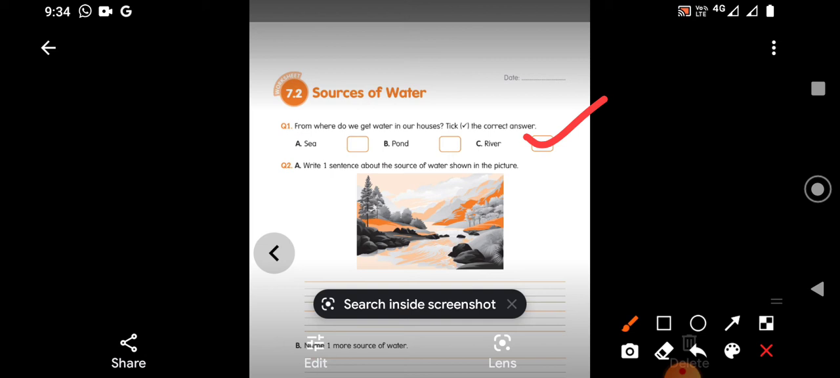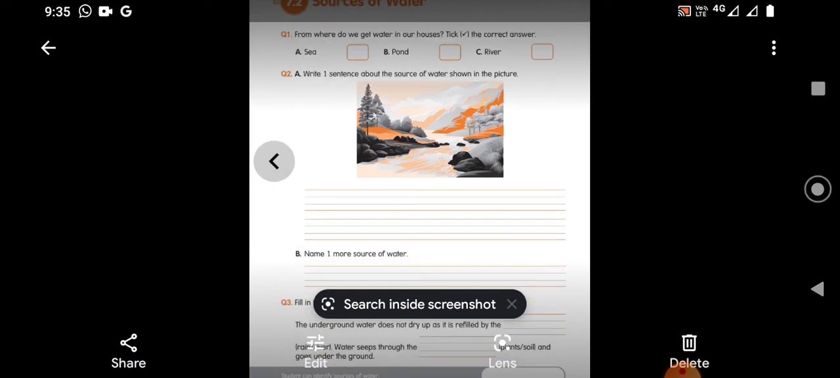Yes, they'll say no, drinking water is coming, they'll say no. So the drinking water, from where is it coming? From the nearby river. Write one sentence about the source of water shown in the picture. See, what is it? It is the river.